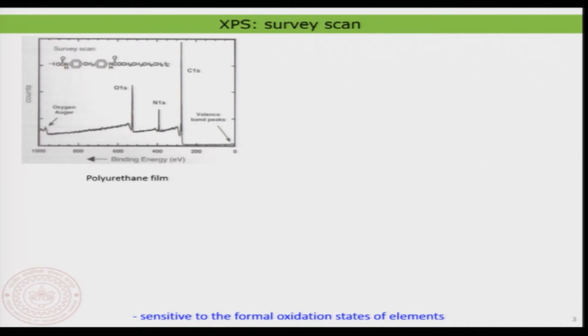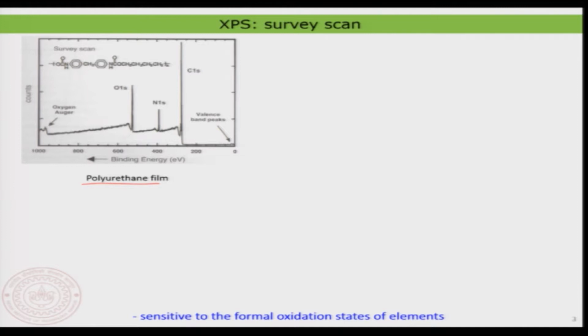So, let us do the experiment. We can take an example and try to understand it in greater detail. I have here a polyurethane film. This is a thick film, so it has nothing to do with surface or interface. I have just taken a very nice example, and that is the reason why I do that.